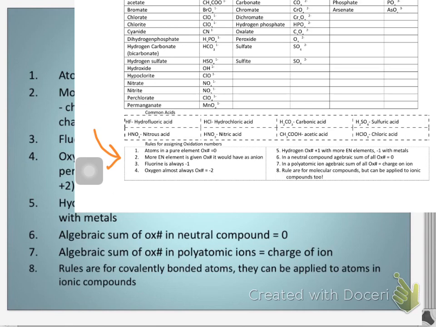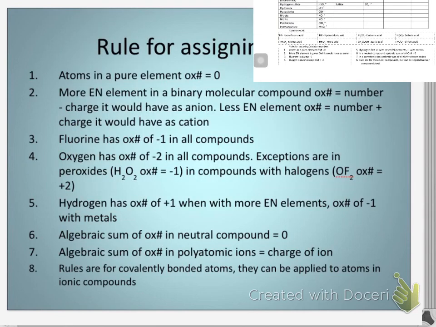Okay, let's run through the rules real quick. Atoms in a pure element have an oxidation number of 0. Well, of course, they're not sharing their electrons. So if there's no sharing going on, there are no oxidation numbers.